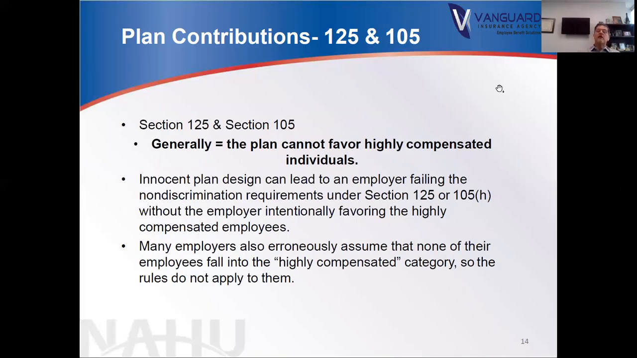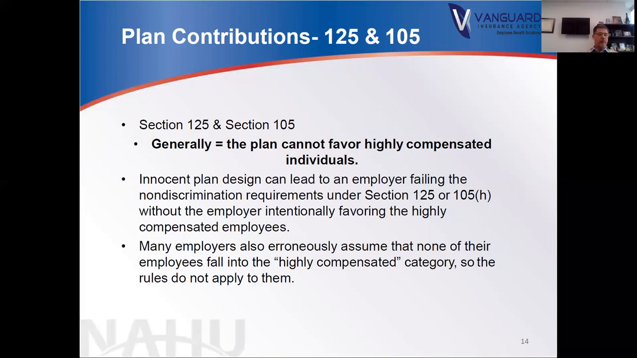So talking about Section 125, and again, that and 105, which is the self-funded plans. Section 125, really, the general rule is your plans can't be in favor of highly compensated employees. Most employers these days, and the larger the employer, the more evident this is, are designing their strategies where they actually favor the lower cost employees more than the higher cost employees. And I think this is a trend that will continue.